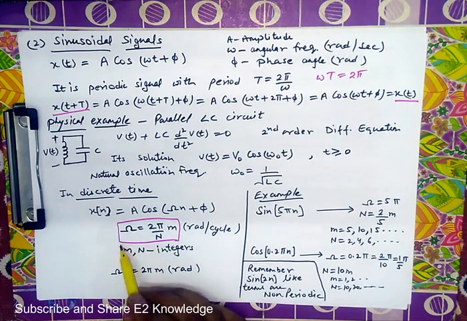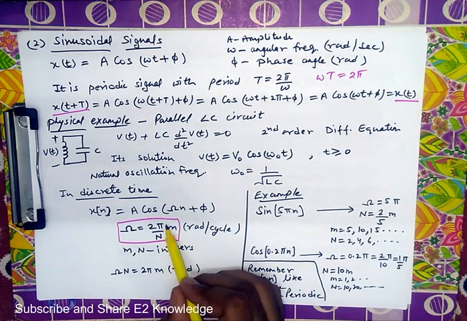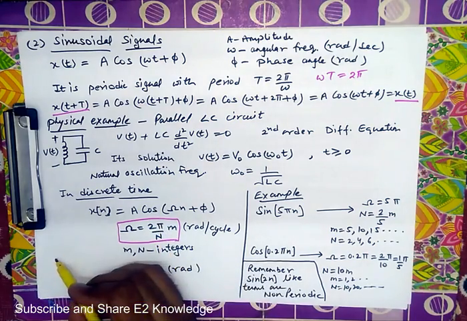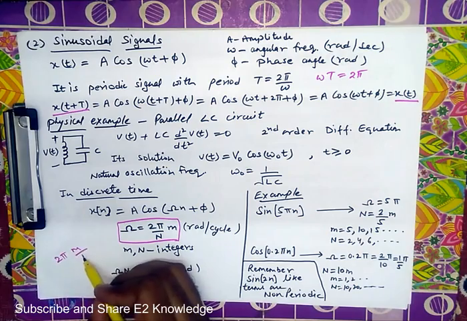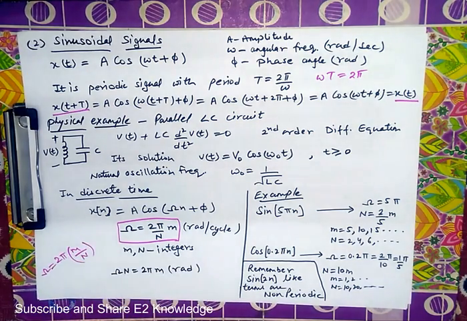It must satisfy that omega N is equal to 2 pi m, or you can say that the frequency omega is always a rational multiple of 2 pi, that is 2 pi m upon N, a rational multiple of 2 pi.